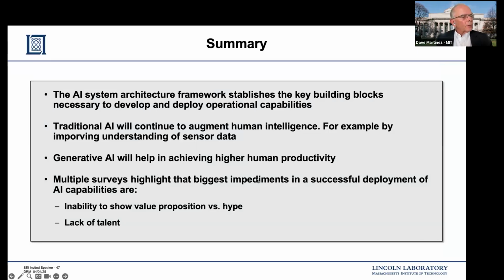So that brings me to the end. An AI system architecture framework establishes the key building blocks necessary to develop and deploy operational capabilities. And again, I'm focusing on from development all the way to deployment. Traditional AI will continue to augment human intelligence, particularly when it's driven by sensor data, for example. Generative AI will increase the productivity.